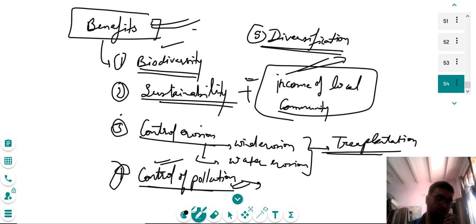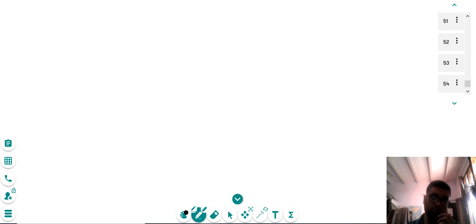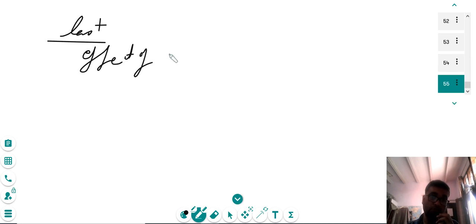So these are the 5 methods that we did for the conservation of forest, right? So this was the next topic. The last topic of this class is the effect of global warming on the forest resources. Global warming on forest.